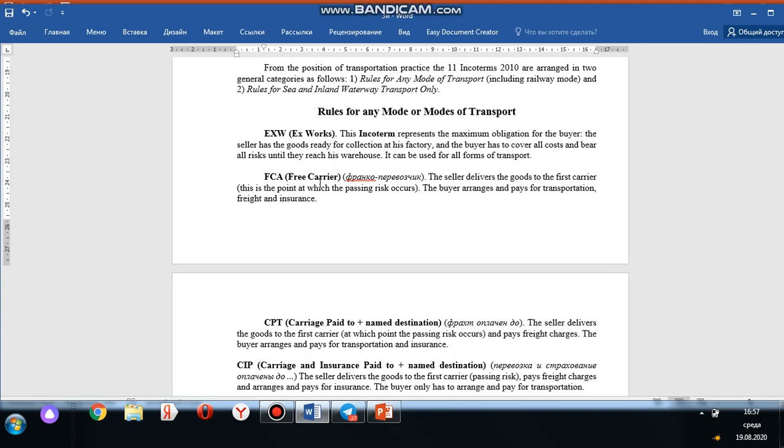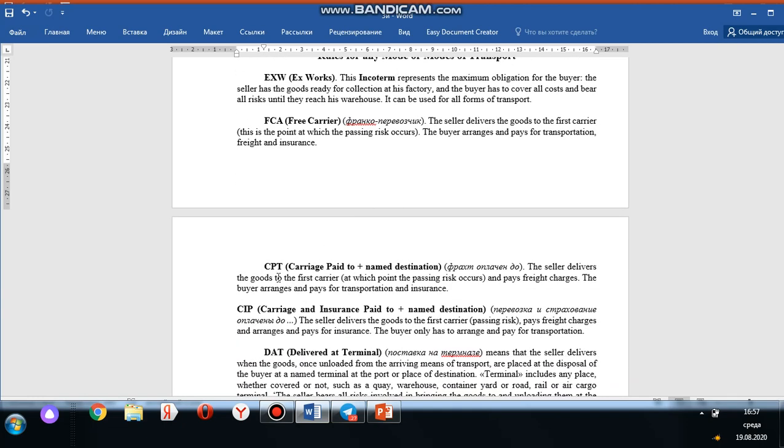So the second, free carrier. The seller delivers the goods to the first carrier. This is the point at which the passing of risk occurs. The buyer arranges and pays for transportation, freight, and insurance. The third one is CPT, carriage paid to the named destination. The seller delivers the goods to the first carrier, at which point the passing of risk occurs, and pays freight charges. The buyer arranges and pays for transportation and insurance.